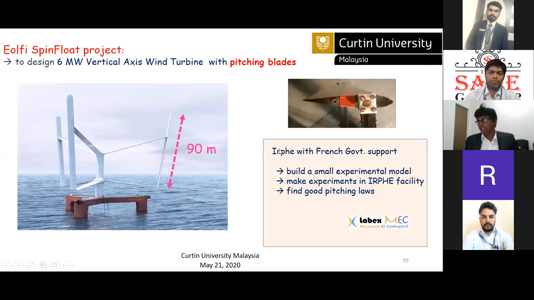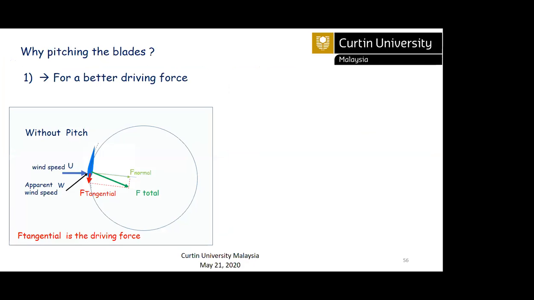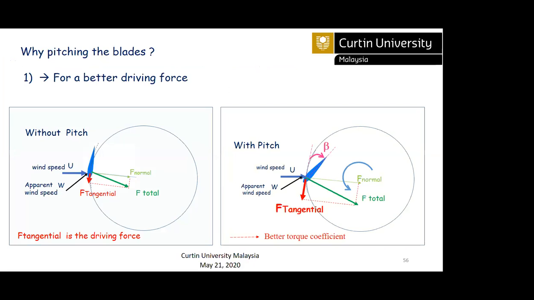Then there was also an ongoing project of IFE with a floater, a 6 megawatt vertical axis wind turbine with pitch blades. The contributors are IFE, the MIO, then the French government. So all are contributing. You can see here how pitch control will affect performance.